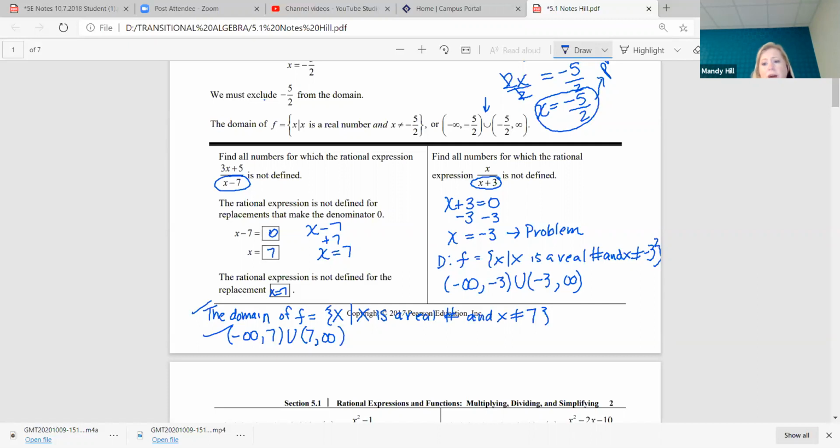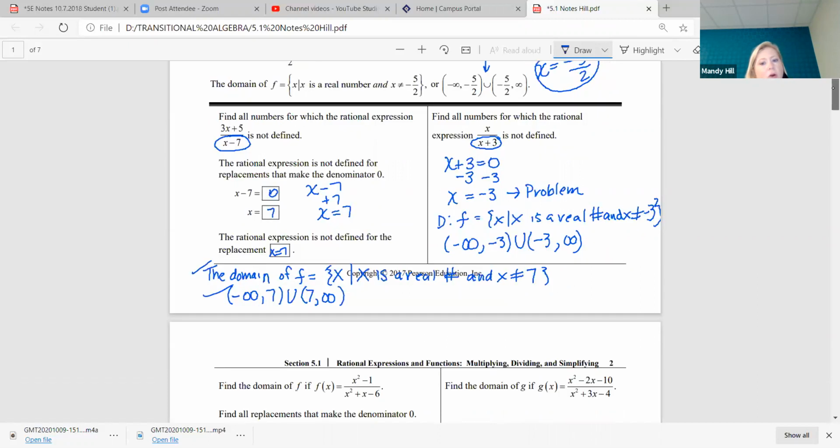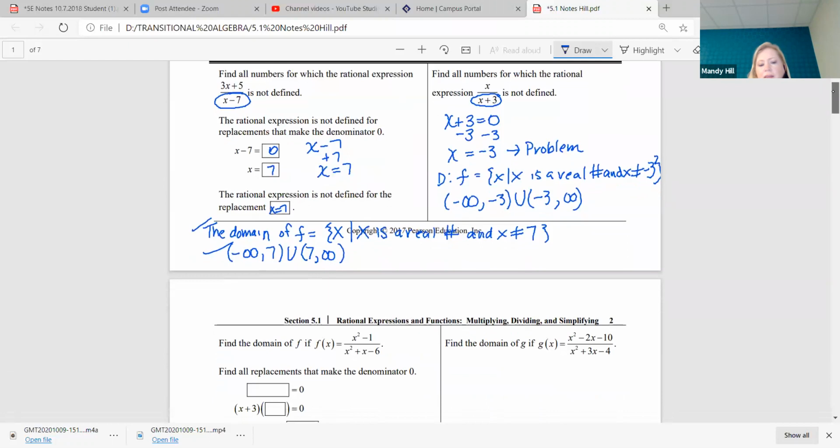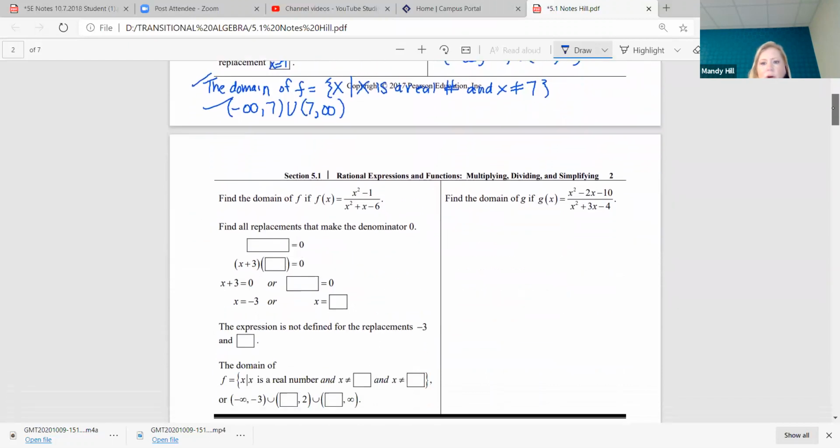Okay, there's going to be one other time we have a problem in our domain. It's when we have a square root, but we're not having to deal with that in this lesson. So we're just kind of taking this one thing at a time.